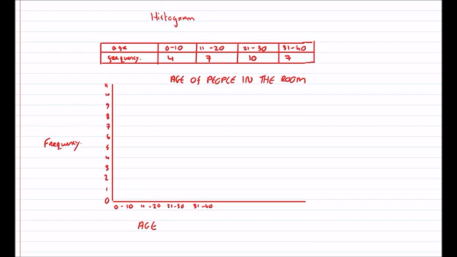So here we go again. You should use a ruler. I'm not going to. So 0 to 10 take us up to 4. 11 to 20 is 7. 21 to 30 is 10.